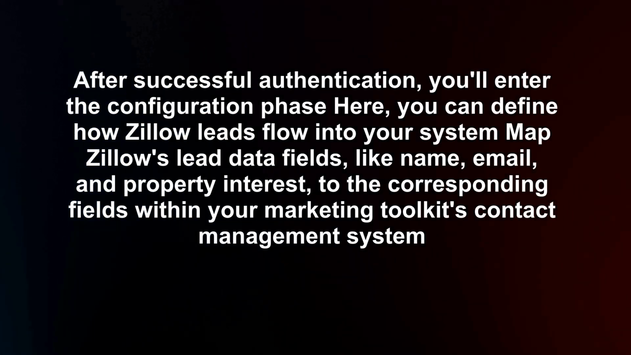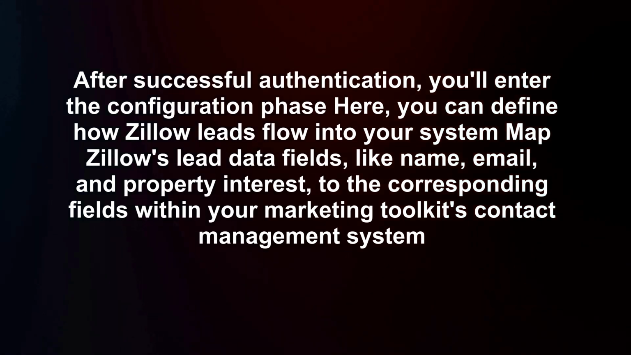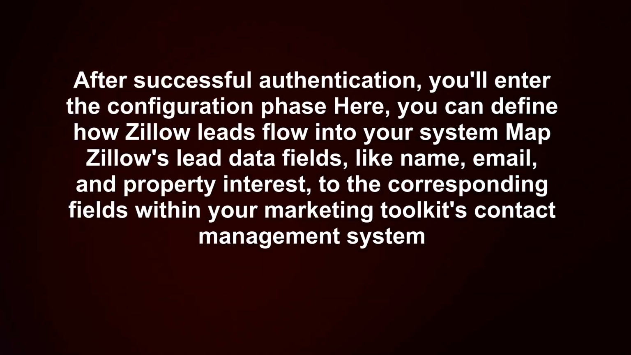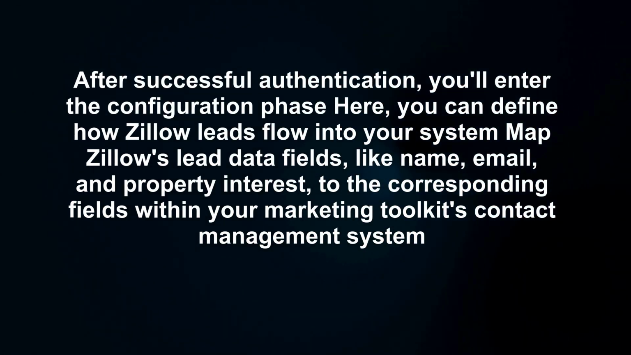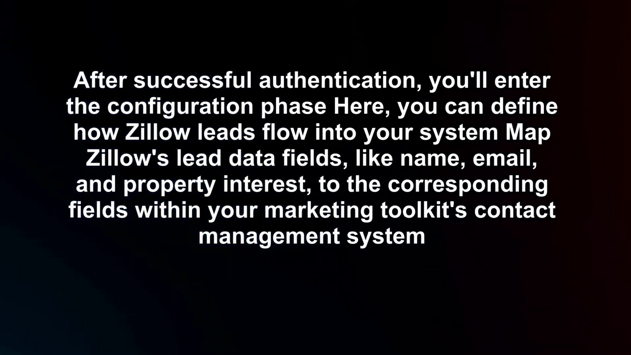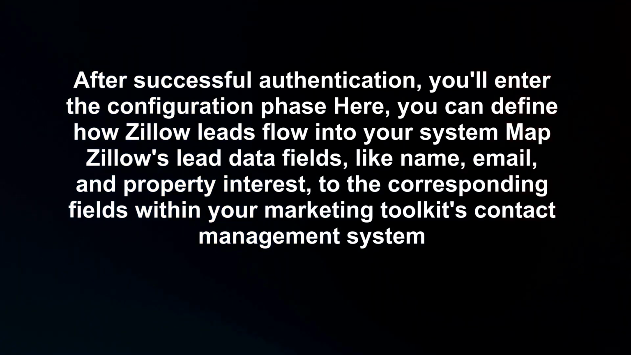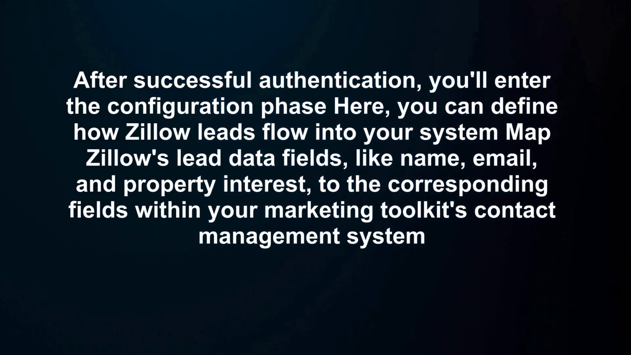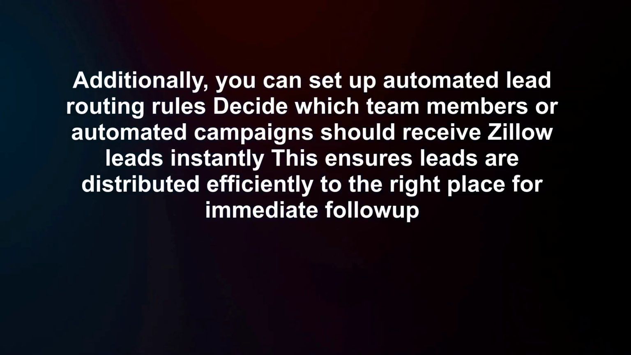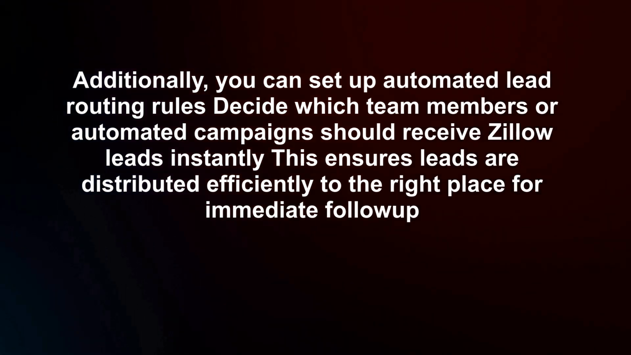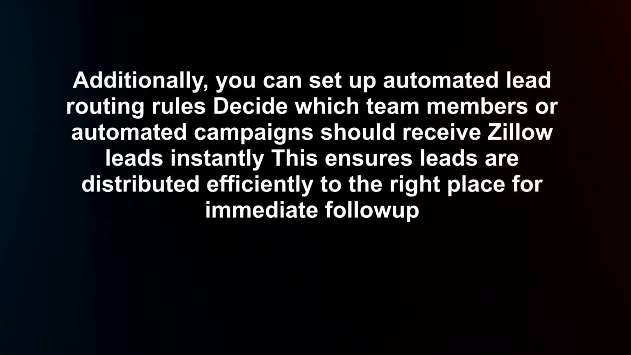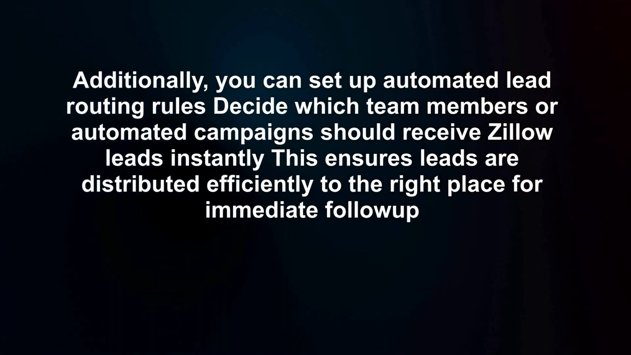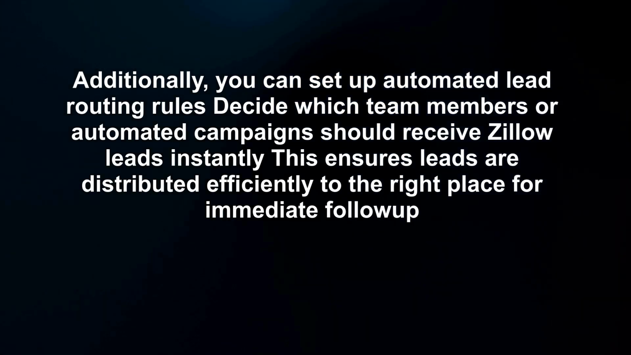After successful authentication, you'll enter the configuration phase. Here, you can define how Zillow leads flow into your system. Map Zillow's lead data fields, like name, email, and property interest, to the corresponding fields within your marketing toolkit's contact management system. Additionally, you can set up automated lead routing rules. Decide which team members or automated campaigns should receive Zillow leads instantly. This ensures leads are distributed efficiently to the right place for immediate follow-up.